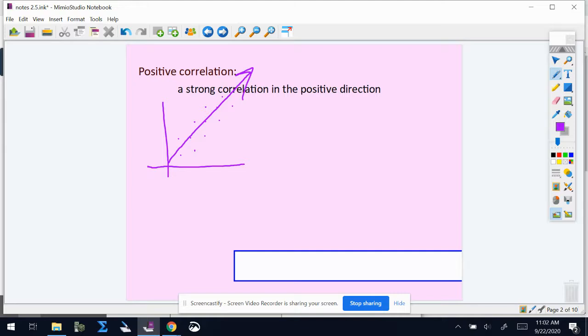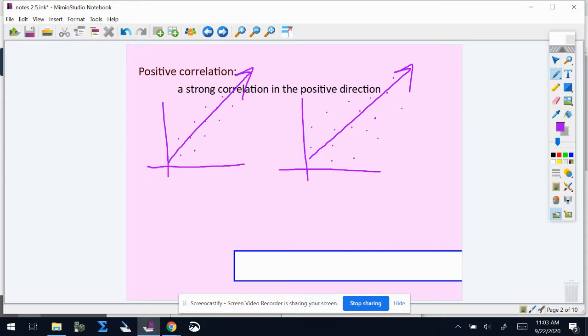Now, you can have a strong correlation in the positive direction. You can have a weak one. The one that I just drew is probably a very positive correlation that's strong. You can also have ones that look like they lie in a line, but are a little more spread out. That could still be a positive correlation because it still looks like these points are going up. However, a lot of them are very spread out from the line. So we could say it's a weak positive correlation.